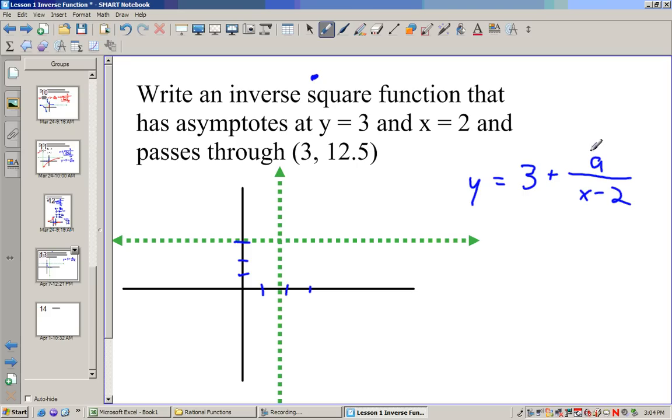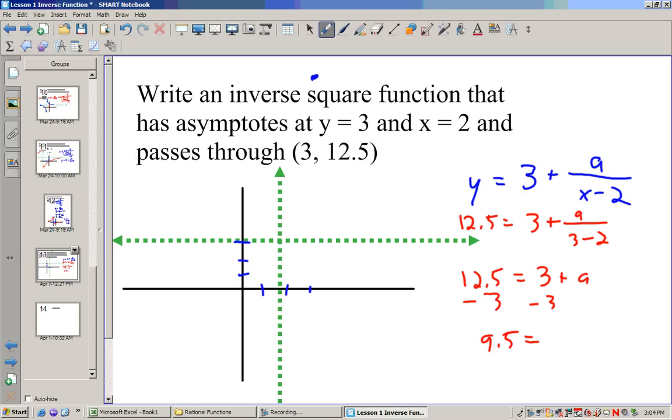So let's just put an a there, and plug in my x and my y. So my y value is 12.5. I don't know my a, but my x is 3. 3 minus 2 is 1, so a over 1 is just a. So 3 plus a is 12.5. So if we subtract 3, 9.5 is going to be our a value. So my equation in this situation is y equals 3 plus 9.5 over x minus 2.